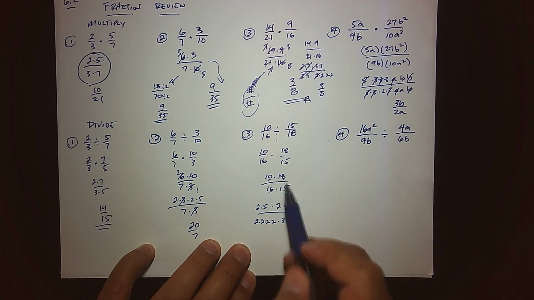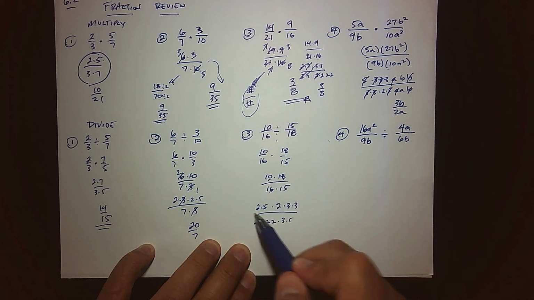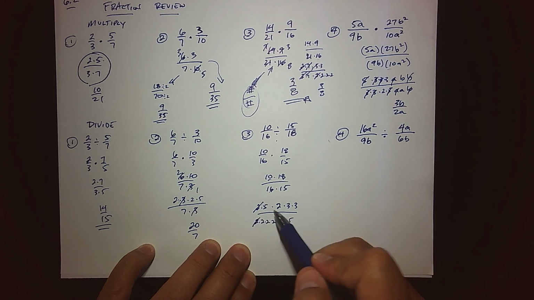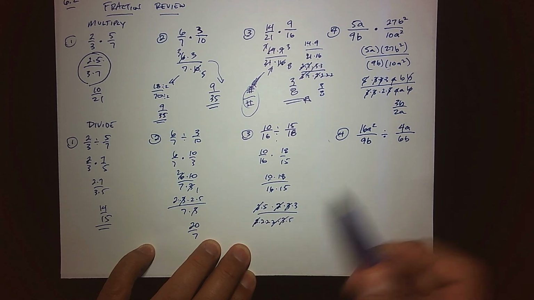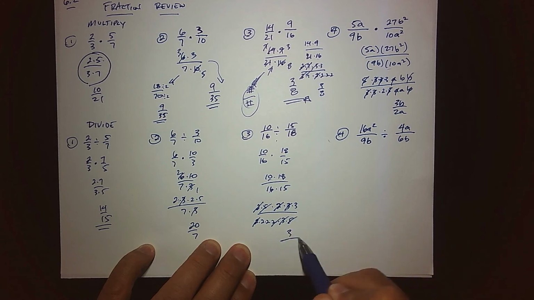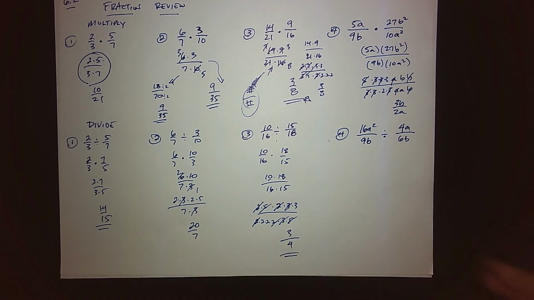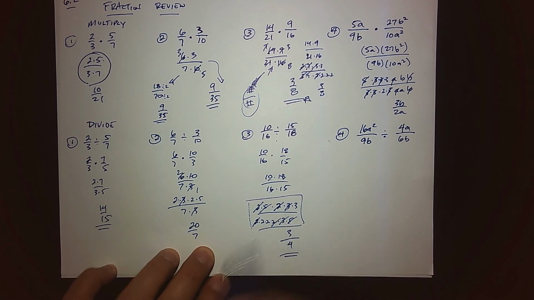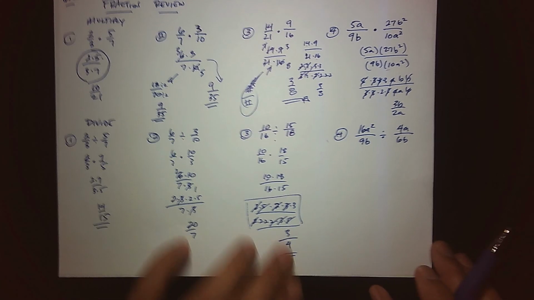So I factored all the numbers, and I can start seeing the common factors. So 2 is common. There's another 2 that's common. 3 is common. And 5 is common. And so what's left, I believe, is 3 over 4. So we're looking at 3/4 as the final answer. So again, this idea of completely factoring is going to be important for us in a moment.